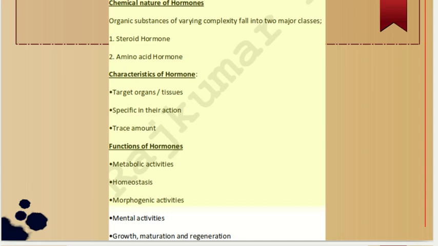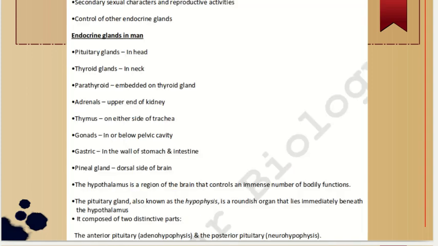The functions of hormones are that they improve metabolic activities and help in maintaining homeostasis, that is, a constant internal condition of the body. They are also helpful for morphogenic activities and mental activities. Hormones also facilitate growth, maturation and regeneration. The secondary sexual characteristics and reproductive activities are also maintained due to the functions of hormones. Hormones also control other endocrine glands.